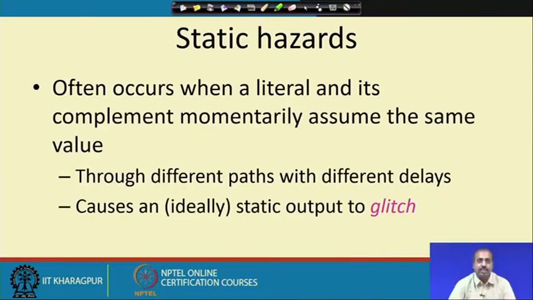A static hazard often occurs when a literal and its complement momentarily assume the same value. This can happen due to the gate delays, when in a circuit one literal and its complement both have the same value through different paths with different delays, and it causes the static output to glitch.